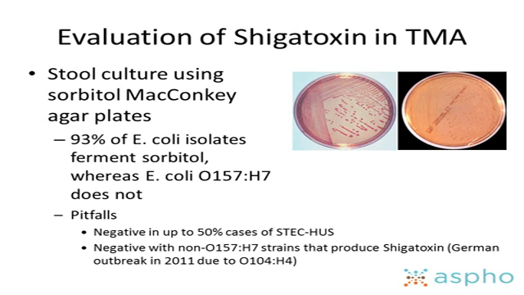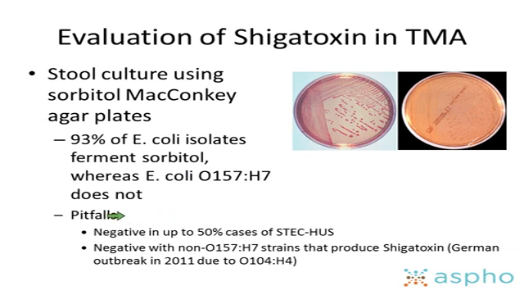So evaluation for Shiga toxin: the gold standard or historically used test is stool culture using sorbitol MacConkey agar. And this is based on the principle that the vast majority of E. coli isolates ferment sorbitol, whereas E. coli O157:H7, the most common serotype in the United States that expresses Shiga toxin, does not. And the failure to ferment sorbitol causes metabolism of an alternative food source in the agar, leading to a pH change, an indicator change in the agar.